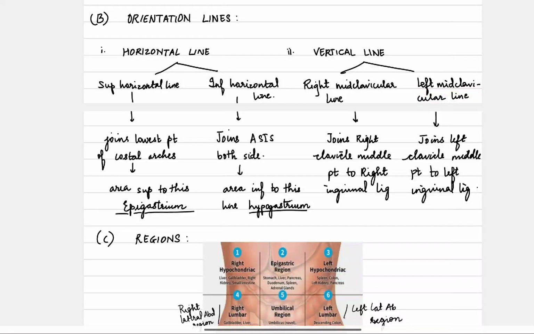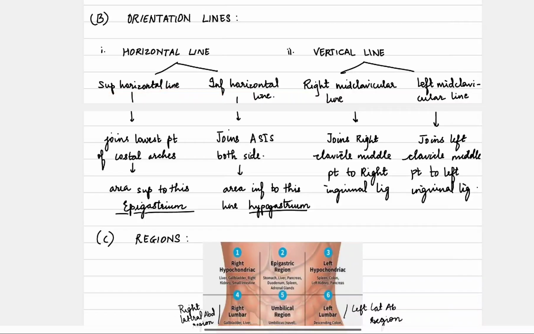While reading, just imagine whatever you are reading, be in that presence and imagine. It is very easy. You don't need to mug up, you don't need to get confused. You just need to be in the flow and imagine. Horizontal line, vertical line. There is a superior horizontal and an inferior horizontal line.